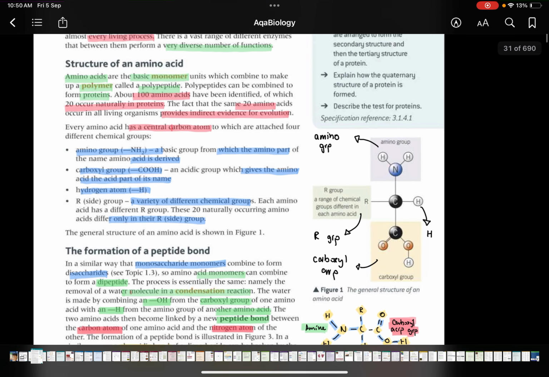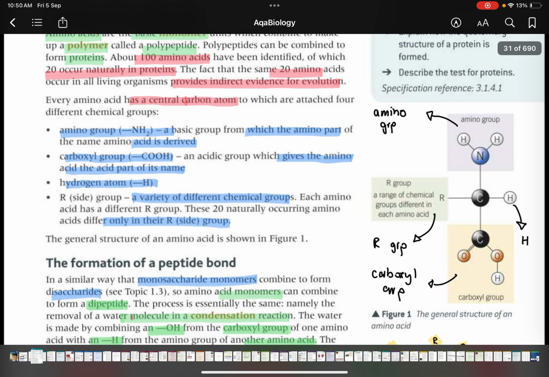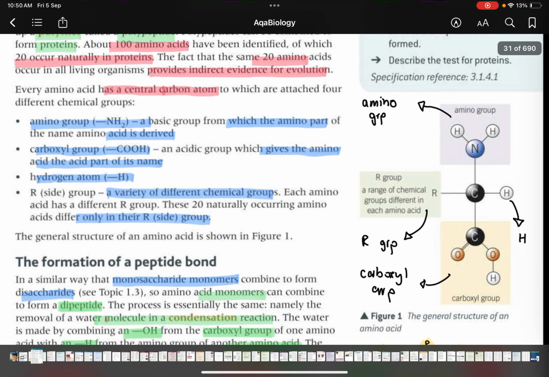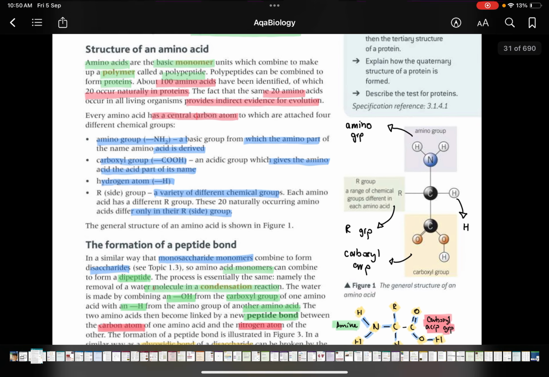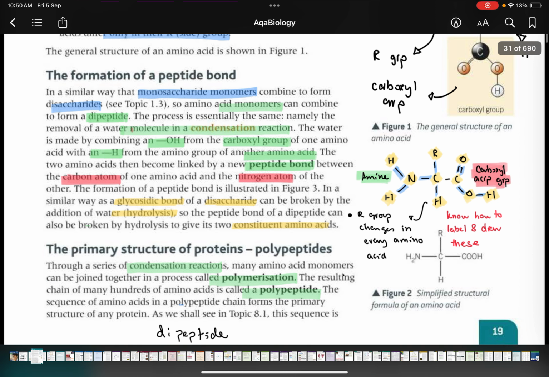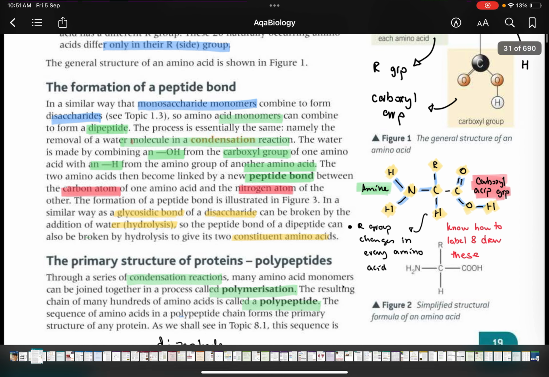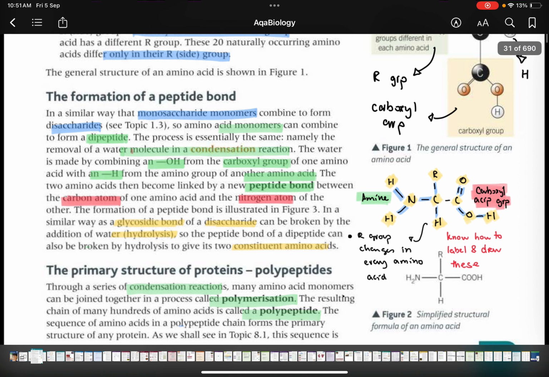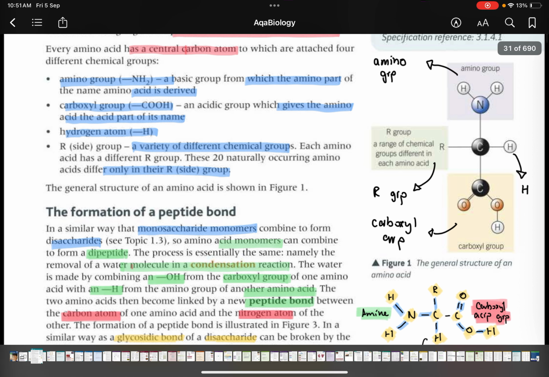So you do need to know the structure of an amino acid. This is a very important, very common exam style question. And I'm just going to be going over it briefly. So I have drawn it right here and tried to make it a little bit cuter and a bit more colorful, and therefore maybe understandable.